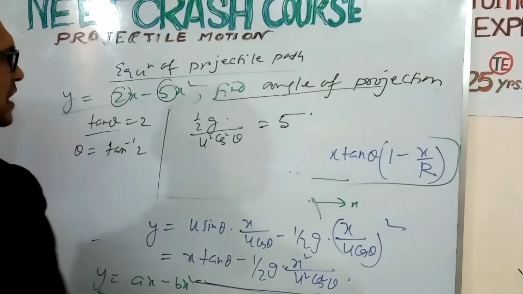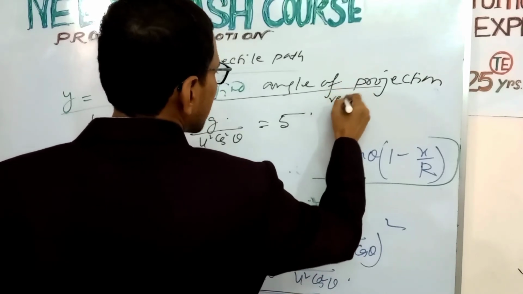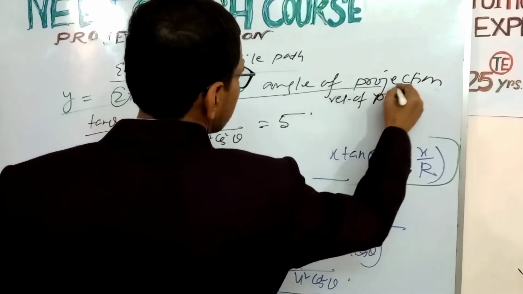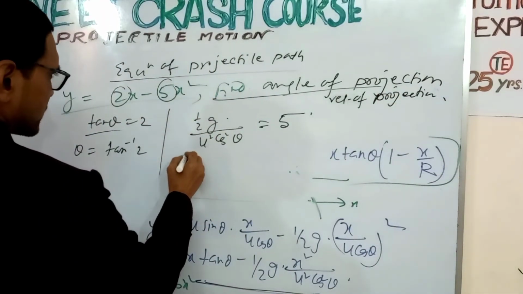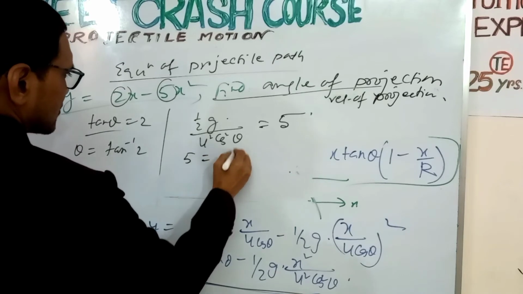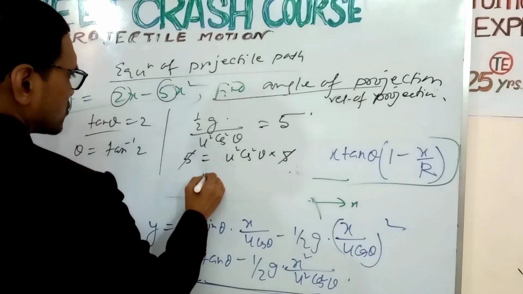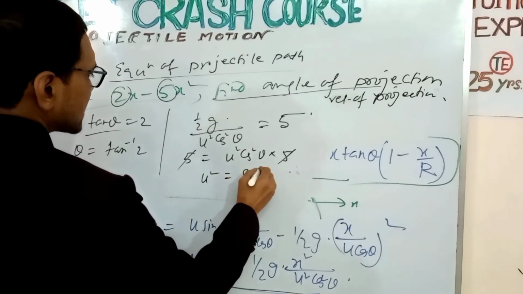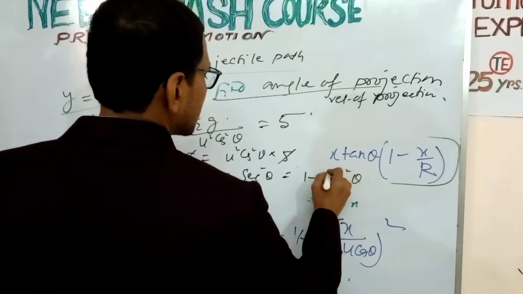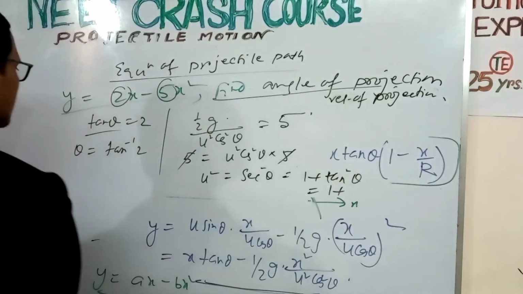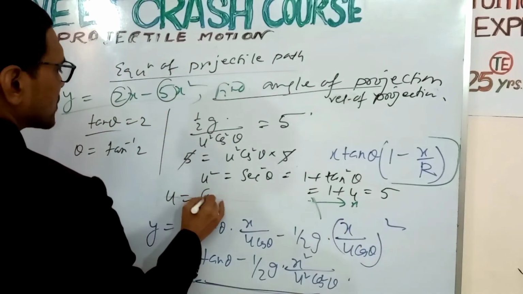And also if we are asked for the velocity of projection, then from this, 5 equal to half g by u square cos square theta, and with g taken as 10 the 5 cancels. So u square equal to 1 by cos square theta, sec square theta, which is equal to 1 plus tan square theta, which is equal to 1 plus 4, that is 5. So u equal to root over 5.